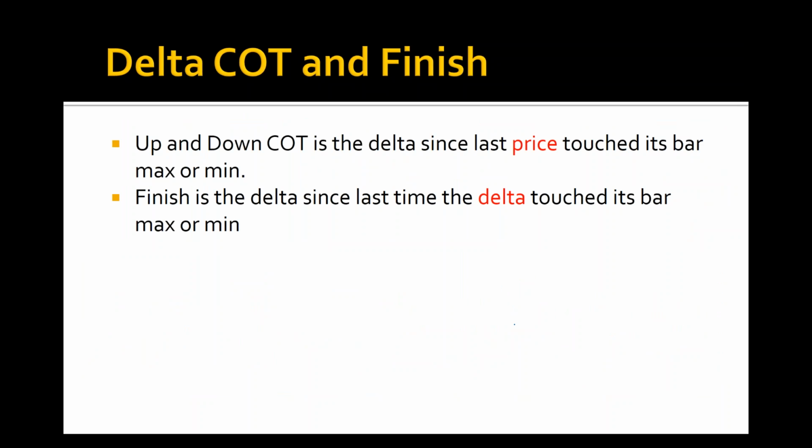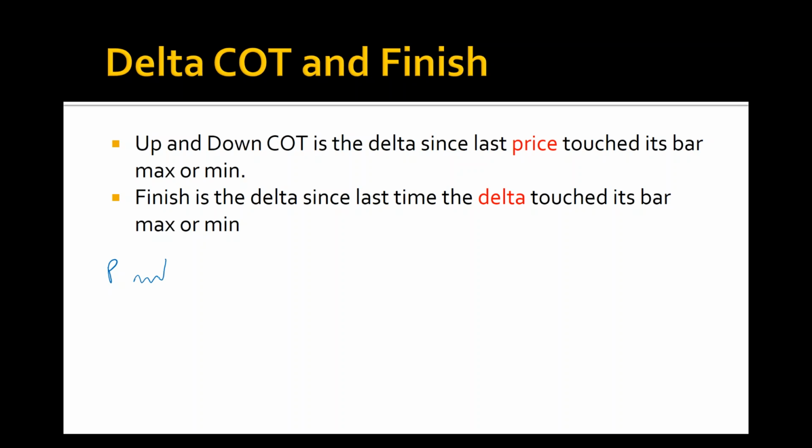Okay, now I'd like a couple of words on the cut and the delta finish, because I usually get a lot of questions on these matters and what they are and how they're calculated, etc. So the up and down cut is the delta since the last time the price touched its bar maximum or minimum. Okay, so for instance, let's draw the price.